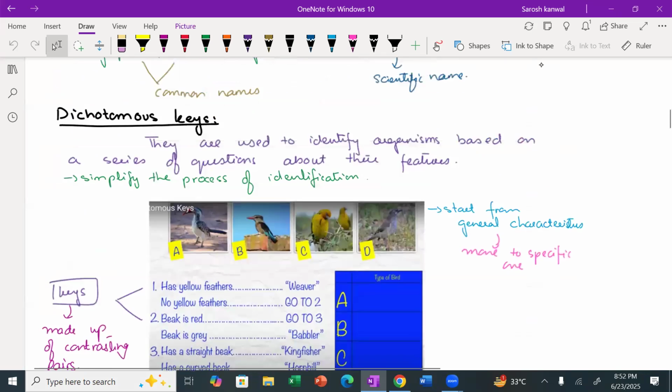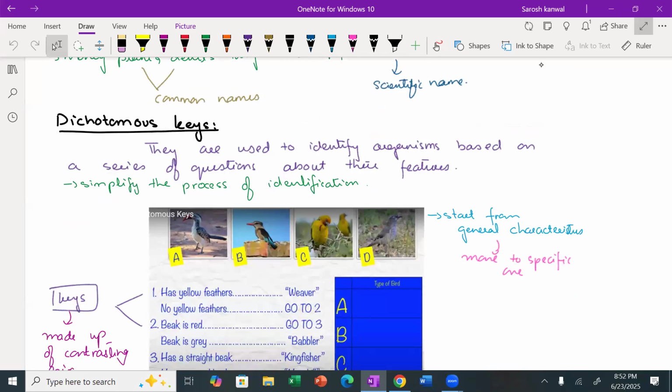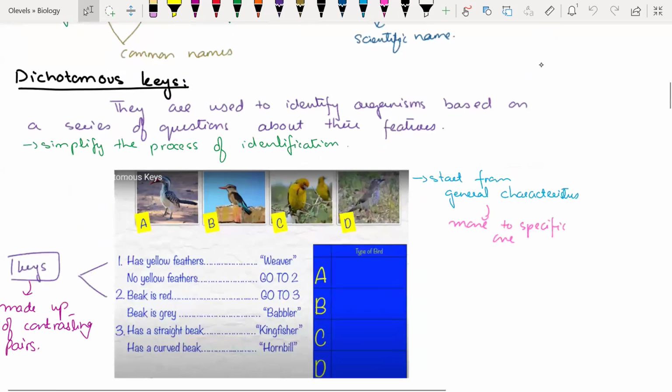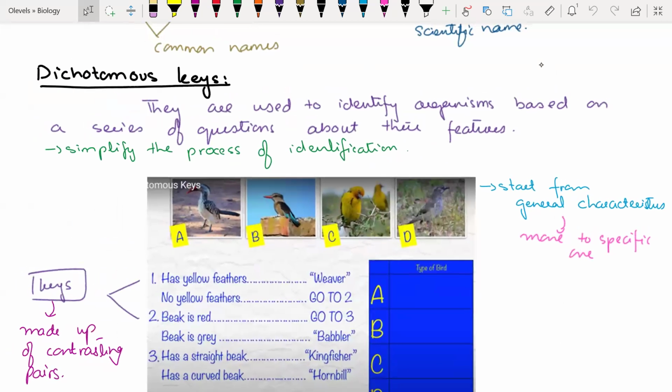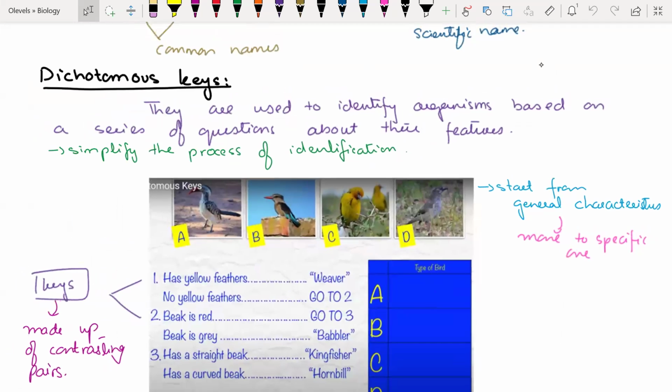Okay, Vanya, so today we have to start from dichotomous keys. Do you know what they are? Yes, ma'am, I have a slight idea about them.